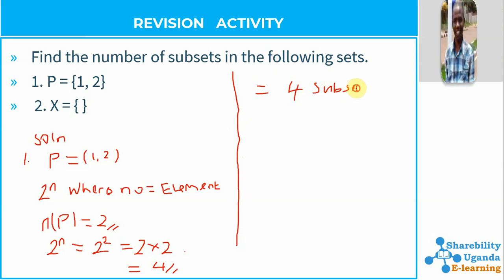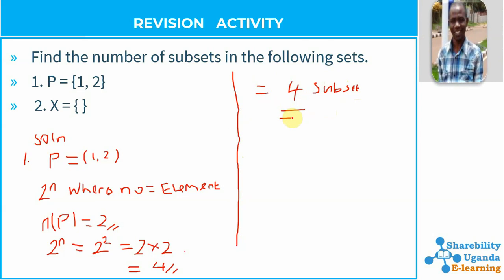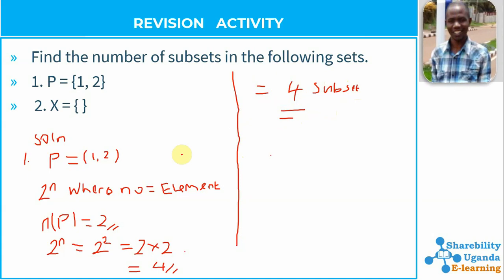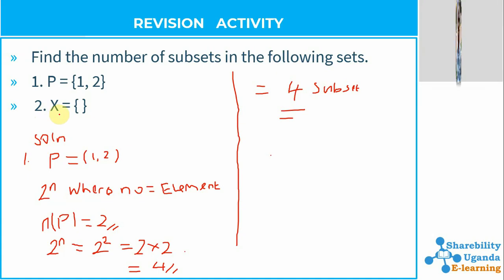There are 4 subsets within our set P. Okay, so we also have our question 2. Our question 2 is having our set X with an empty set. So we shall also be able to find out the number of subsets within that set. Also, let's look at our number 2.